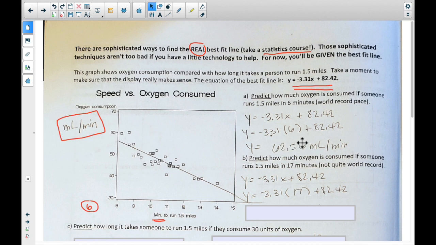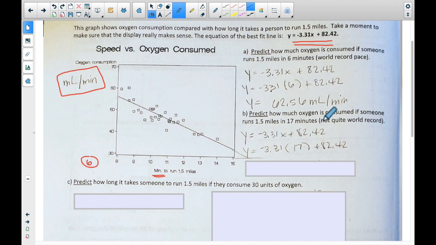Okay, I got 62.56 milliliters per minute. So if you run 1.5 miles in 6 minutes, which is a world record pace, you're going to be going through 62.5 milliliters every minute. That's a lot.